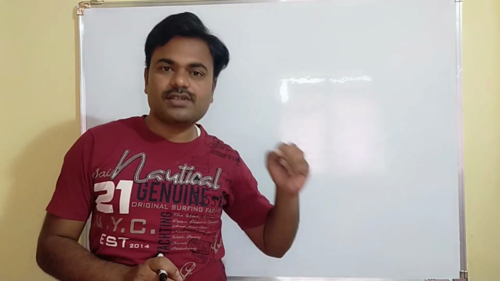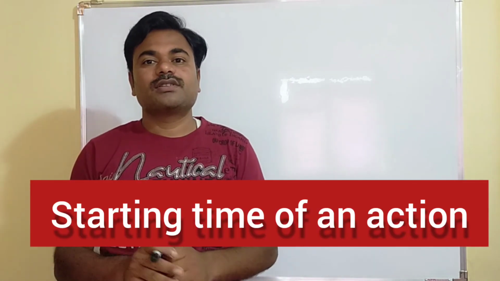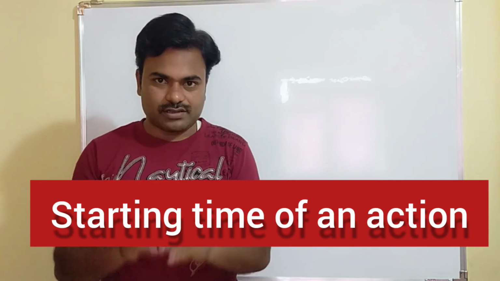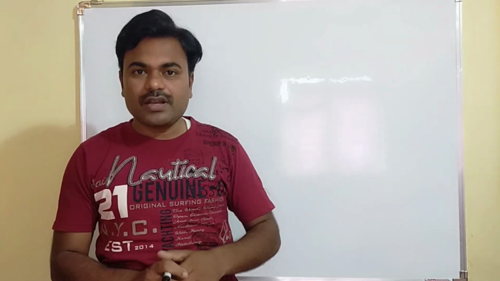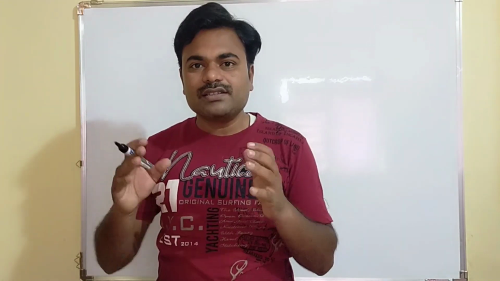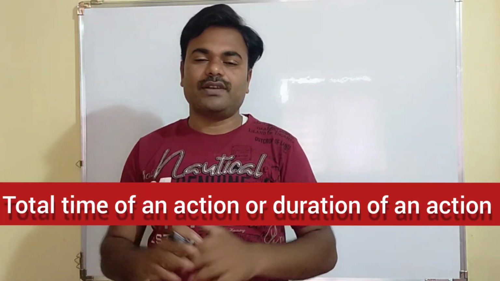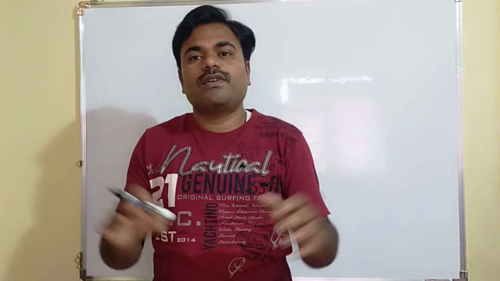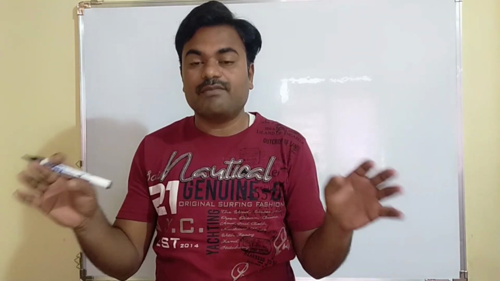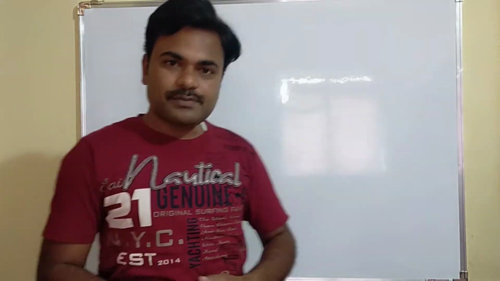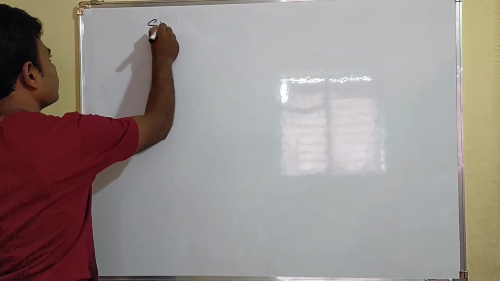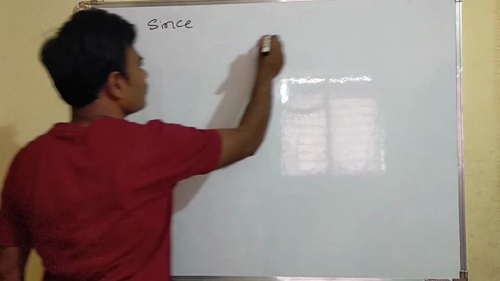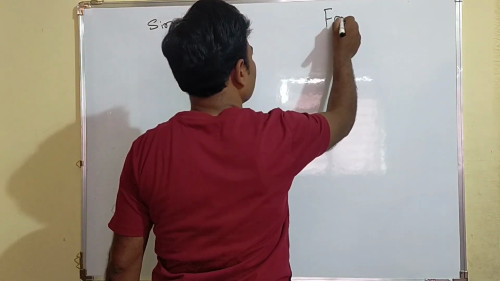When we use since, it describes the starting point of an action, the starting time of an action. And on the other hand, when we use for, it describes the total length of an action, the duration of an action, the total time of an action. So let me explain about since and for.